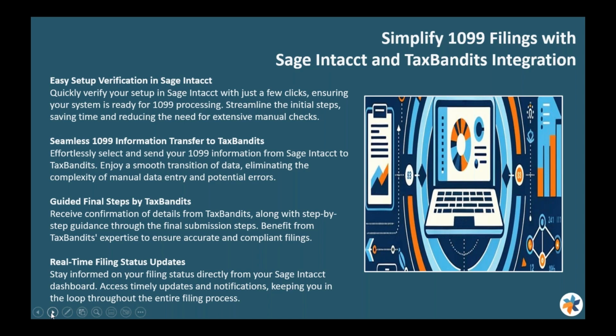You'll quickly verify your setup with a few clicks, ensuring that the system is ready to process, and streamline the initial steps, saving time and reducing the need for extensive manual checks. You'll also receive guided final steps from Tax Bandit to ensure accurate and compliant filing. You'll stay informed on the filing status directly on the dashboard and access timely updates and notifications throughout the filing process. Next slide.